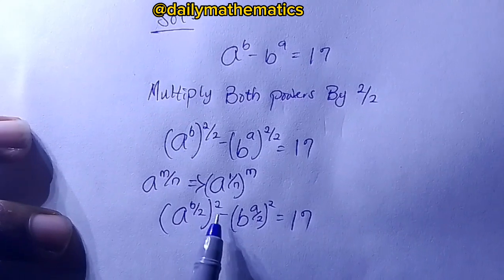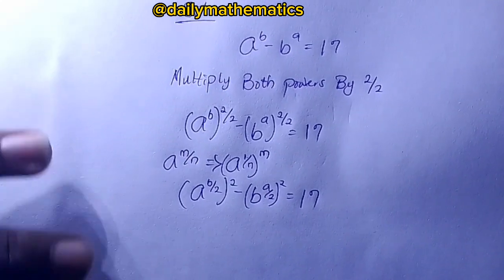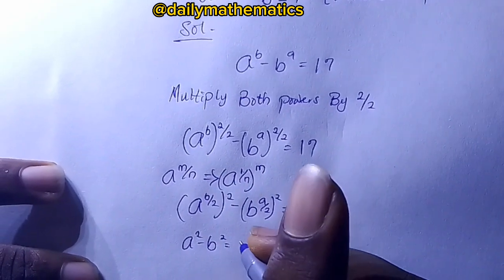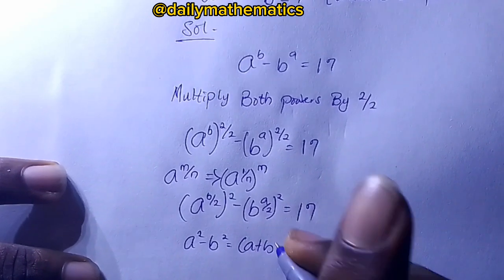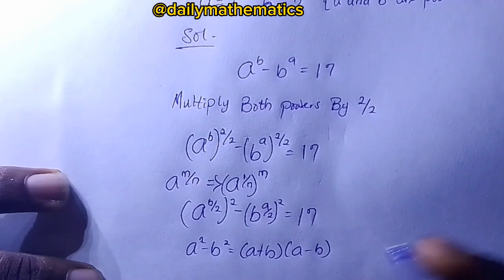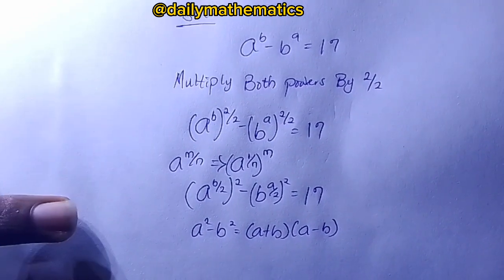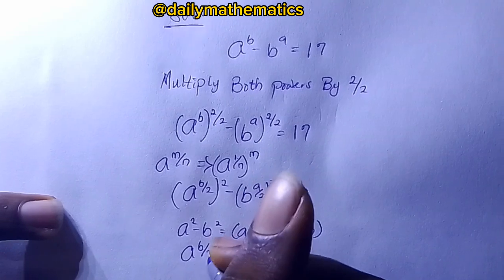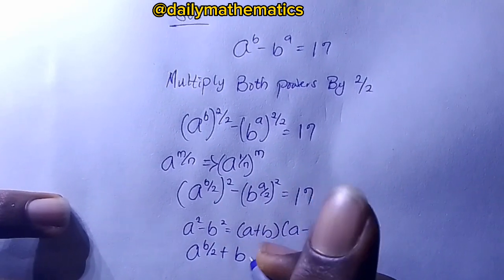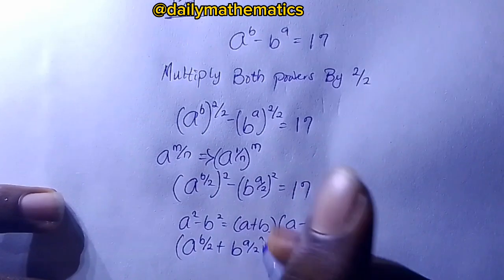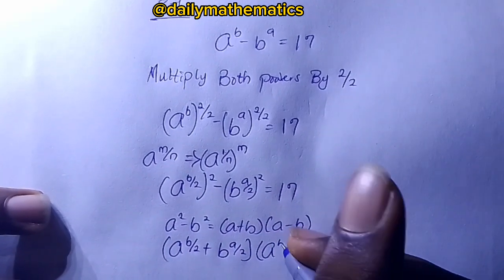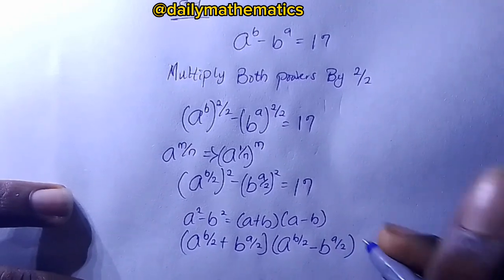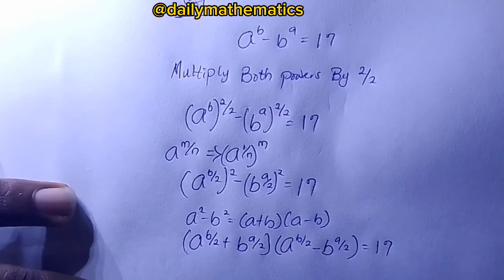So from here you can see we have a difference of squares. When we have a squared minus b squared, it equals a plus b times a minus b, right? Yes. And so what's the next thing to do? So from here we have a raised to the power of b over 2 plus b raised to the power of a over 2, bracket, a raised to the power of b over 2 minus b raised to the power of a over 2, bracket, equals 17, right?